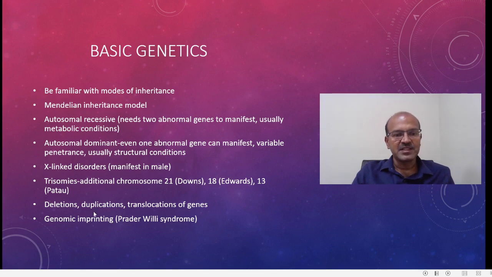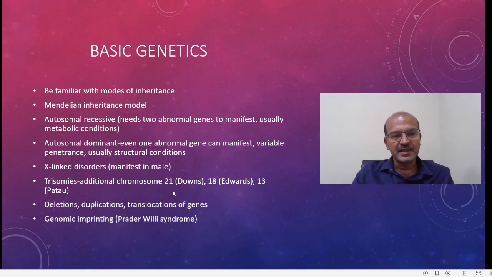We also have conditions like deletions, duplications, and translocation of genes. There is a condition called genomic imprinting, where only the paternal version of the gene is expressed, or the maternal, and you may have a condition like Prader-Willi syndrome resulting from that.